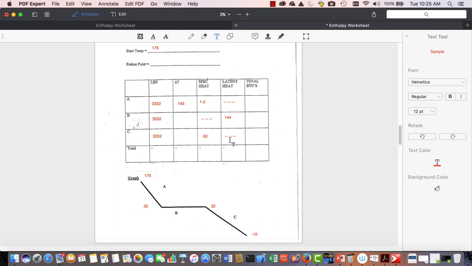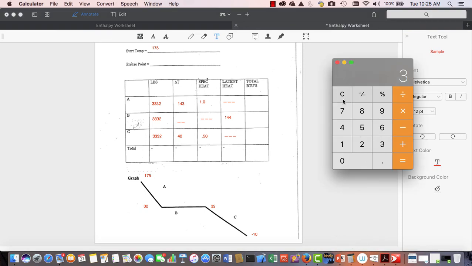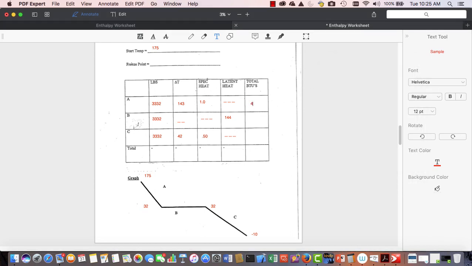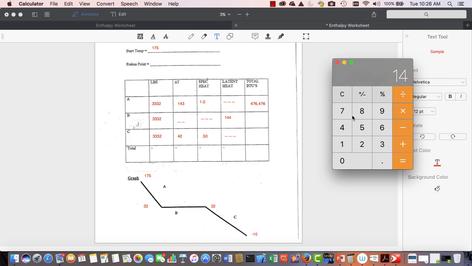My temperature change, 175 minus 32, is 143. I don't have a temperature change between 32 degree ice and 32 degree water. And then 32 minus negative 10 is 42 degrees, because two minuses together make a plus. So we take 42. We multiply across. We'll pull our trusty calculator out again. 3332 times 143 times 1 is 476,476. Then we'll do my latent heat: 3332 times 144 is 479,808.